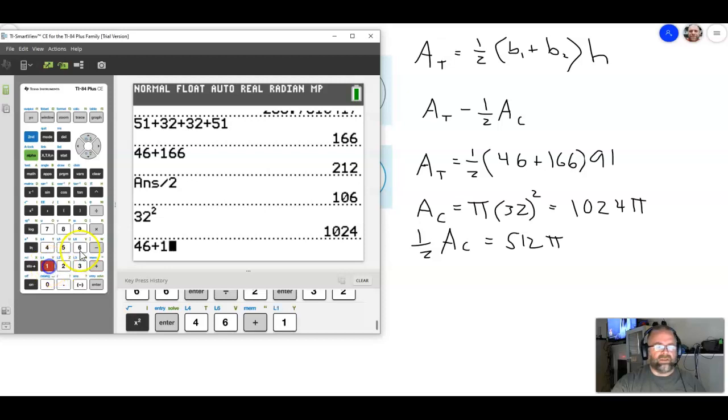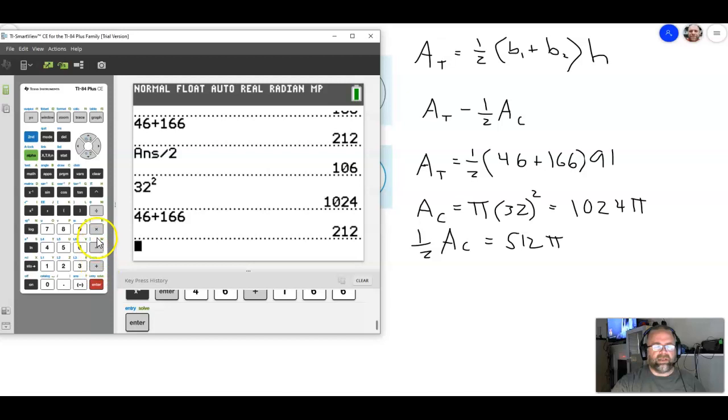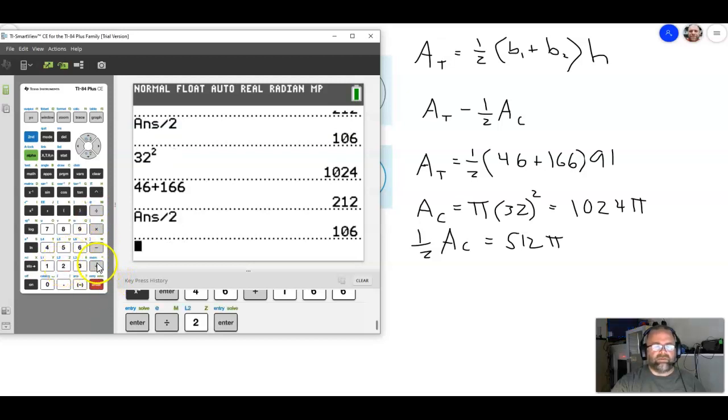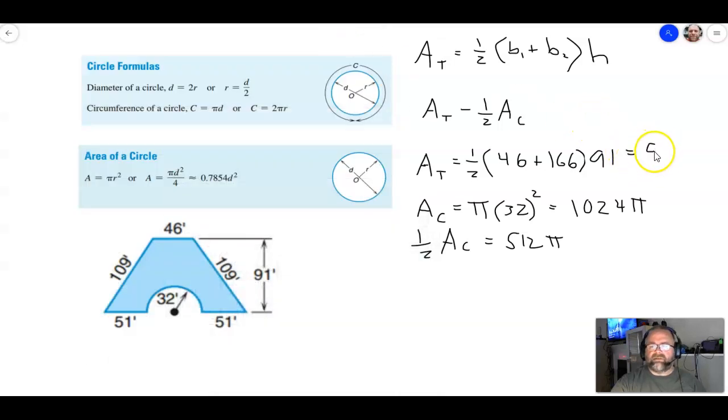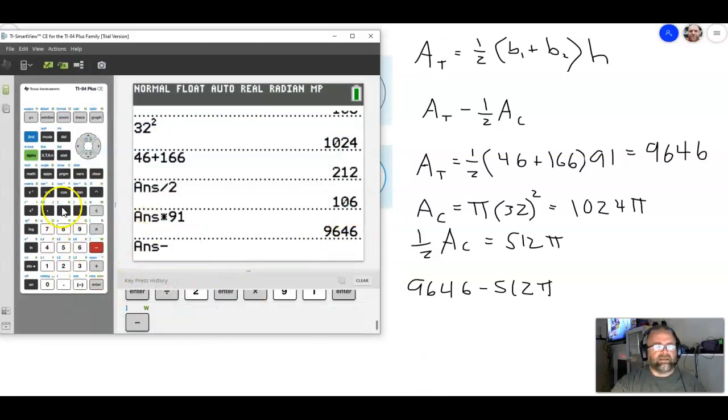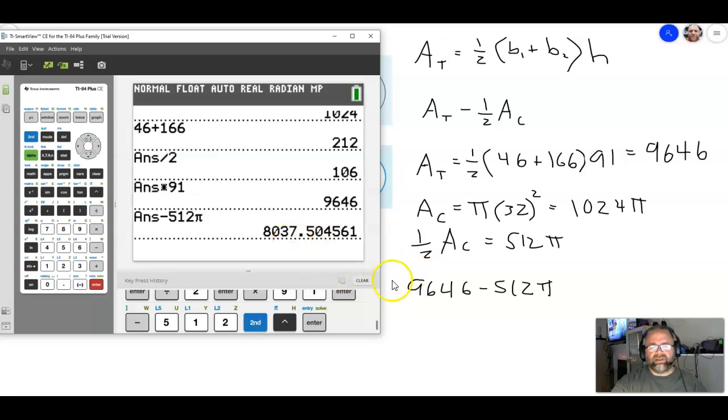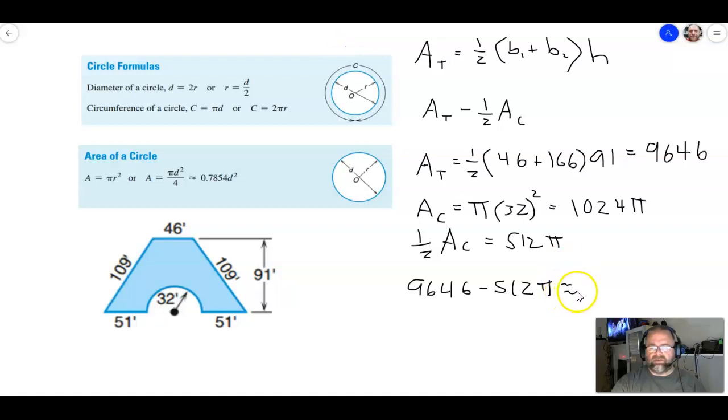So 46 plus 166. That's the 212. And then we're going to take half of that, divided by 2. And then we're going to multiply that by the 91. So that's 9646. So this is actually equal to 9646. All right, so to find the whole thing, we're going to take the 9646, and subtract the 512 pi, and I'll use my calculator. So we're going to get that minus 512, and then we can put the pi in there just like that. And we're going to get approximately 8,037.5.